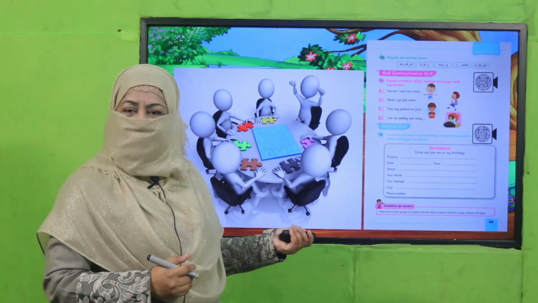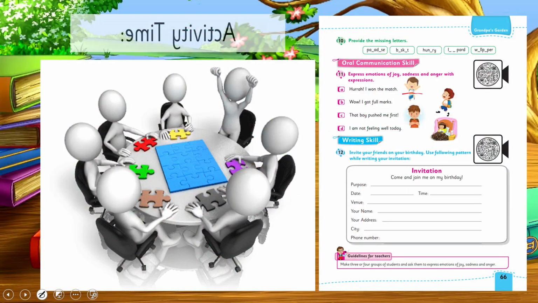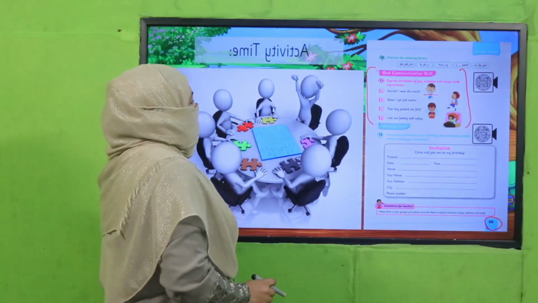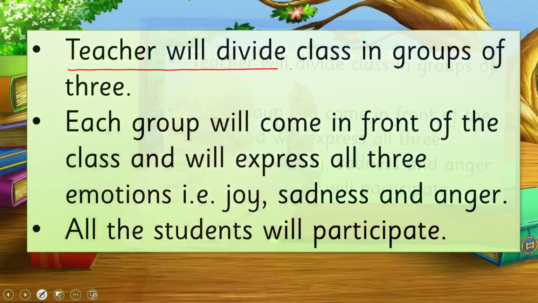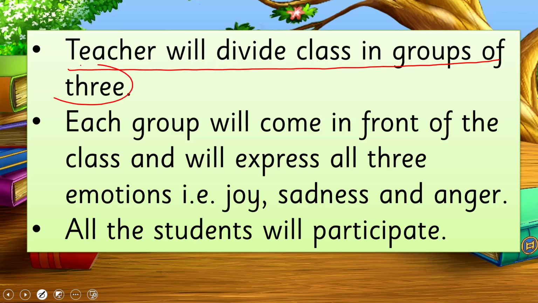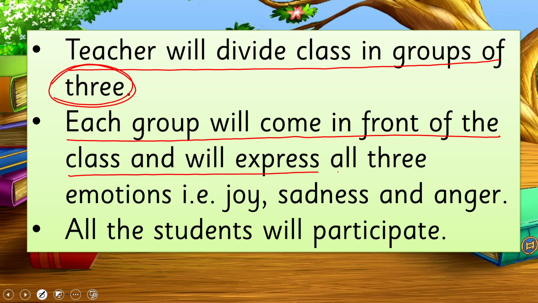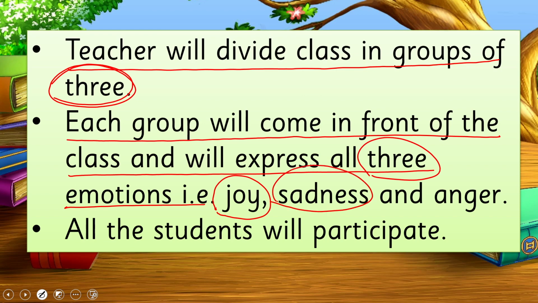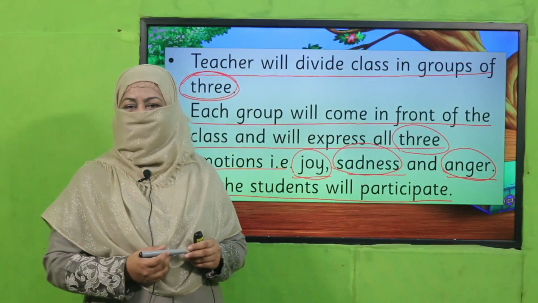Okay, so let's practice it through an activity. The model expressions are given on page number 66. You may follow the same pattern. And what we are going to do, teacher will divide class in groups of 3. So in every group, there will be 3 students. Each group will come in front of the class and will express all 3 emotions. One is joy, the other is sadness, and third is anger. So we are going to learn to express these 3 emotions only. All the students will participate, okay? So pause the video, enjoy the activity, and then come back.